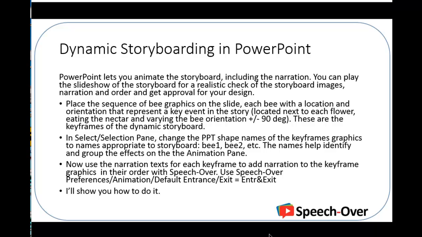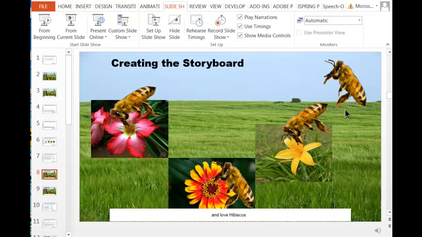In the selection pane, we go in and change the PowerPoint shape names of the keyframe graphics to names appropriate to the storyboard, B1, B2, etc. These names help identify and group the effects on the animation pane. Now, you use the narration text for each keyframe to add narration to the keyframe graphics in the order with SpeechOver. I'll show you how to do it.